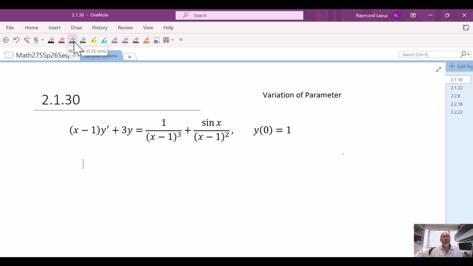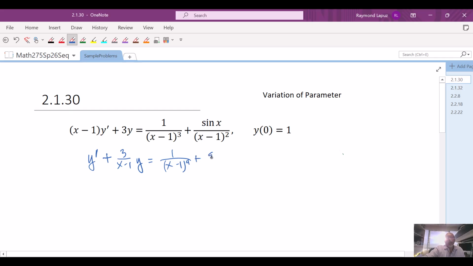So if it's a first order linear, probably the best thing to do in the beginning is write it in standard form, which says that we should get y prime by itself, and we will divide everything by x minus 1. So we're going to get y prime plus 3 over x minus 1 times y is equal to 1 over x minus 1 to the 4th power, because we're dividing out by x minus 1. So we throw in another factor of x minus 1 in the denominator. And then we have a plus sign x over x minus 1, again increasing the factor by 1, so we have it to the 3rd power.